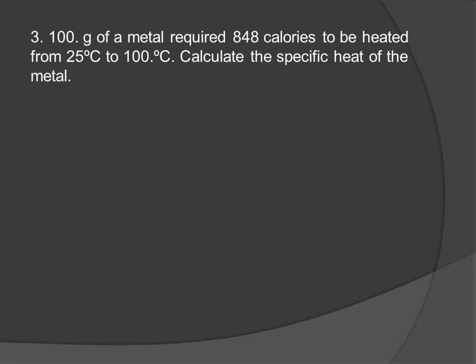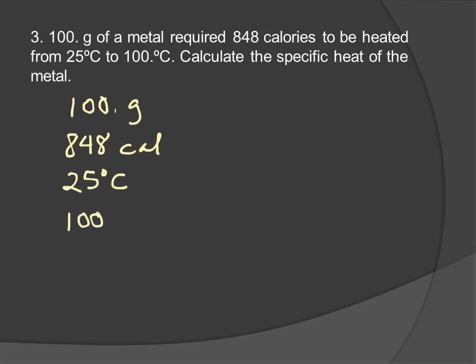Number 3, 100 grams of a metal required 848 calories to be heated from 25 degrees to 100 degrees Celsius. Calculate the specific heat of the metal. So again, read through the question, write down the numbers. 100 grams with their units, 848 calories, 25 degrees Celsius, 100. I added that decimal point to both of those hundreds. Those are the numbers we're given.